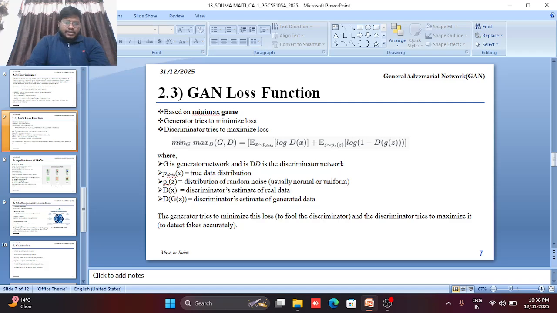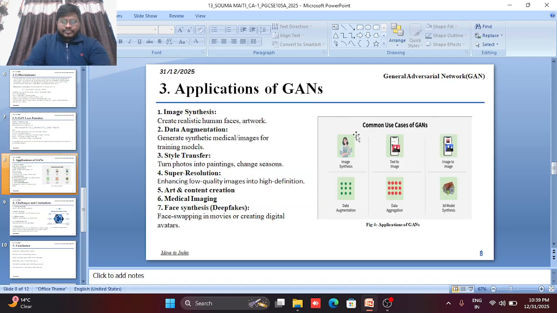GAN loss function. The GAN loss function is based on a minimax game between the generator and the discriminator. The generator tries to minimize the loss while the discriminator tries to maximize it. This creates an adversarial learning process where both models continuously improve. At equilibrium, the generator produces data that is so realistic that the discriminator cannot reliably tell the difference between real and fake data.